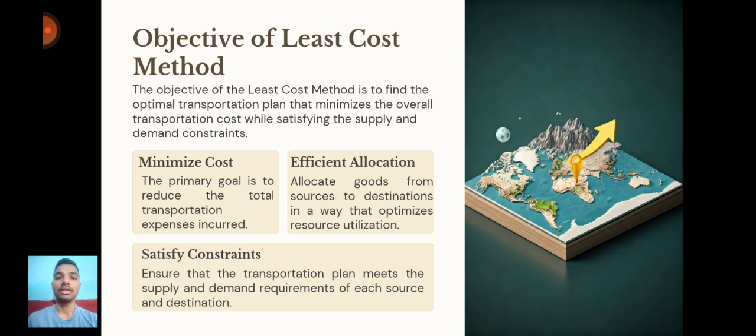Minimize cost. The primary goal is to reduce the total transportation expenses incurred. Efficient allocation. Allocate goods from sources to destinations in a way that optimizes resource utilization. Satisfy constraints. Ensure that the transportation plan meets the supply and demand requirements of each source and destination.